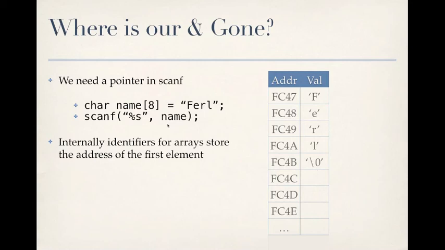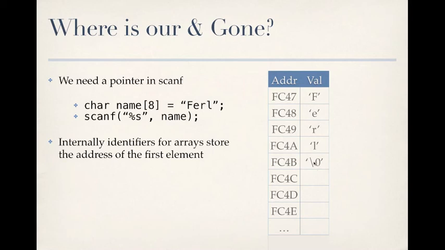So this means, if you see it here, we have the declaration and the initialization. When the compiler runs against this, it has to store this constant in memory. It takes an address that is free, and in our example it would be FC47, and it stores the F, then it takes the next address to store the E and the R and the L, and then it stores a \0. We'll see later why this is.